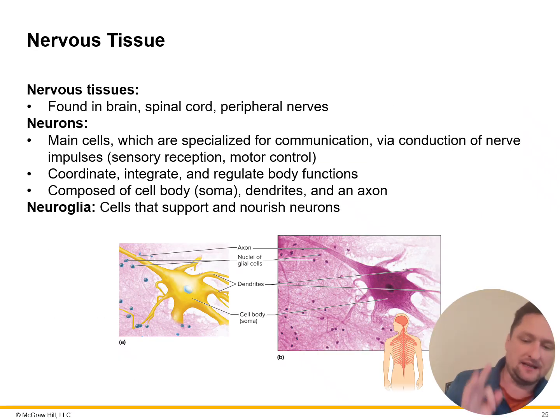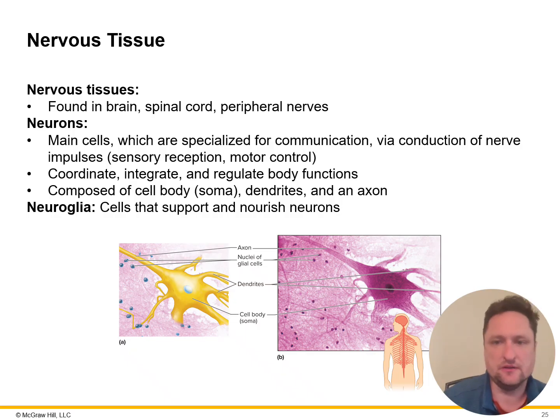All right, the last type, type number 4, nervous tissue. This is the body's primary communication network. This allows for rapid transmission of information. It is composed of two types, neurons and neuroglia. And this is our nervous system. This is our brain, our spinal cord, and our nerves.